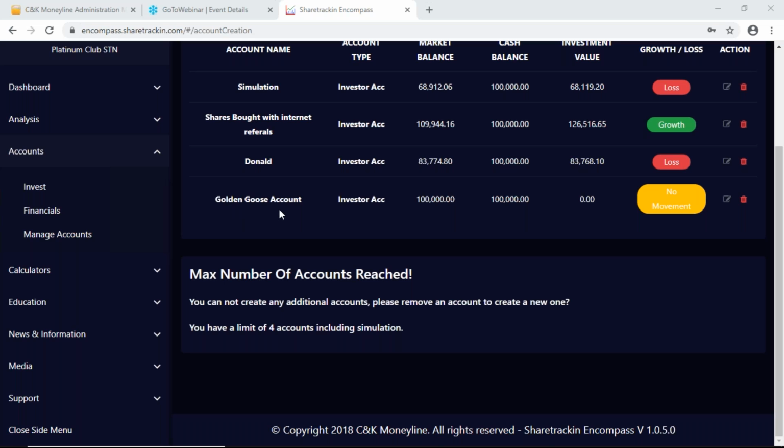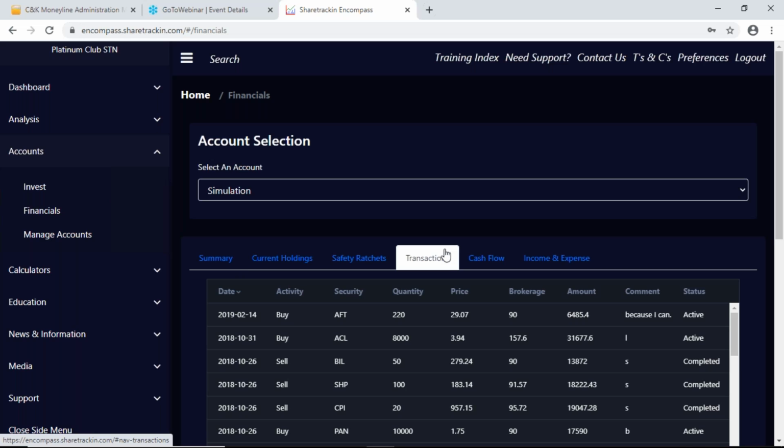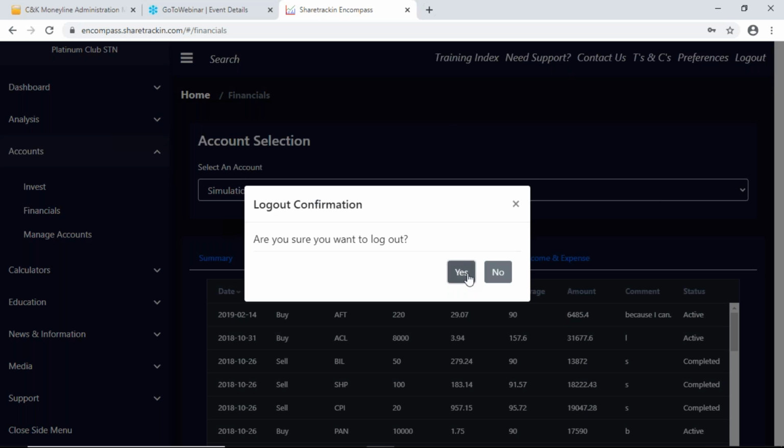So the next question I got was, where can I see the comments that was saved when this share was bought or sold? If I want to see my comments, I would go to accounts, financials, and I would select the account there and go to transactions. Now, as you can see here, there's the comment. Okay, it's not the ideal comment, but there is comments. Let me just show you my comments.